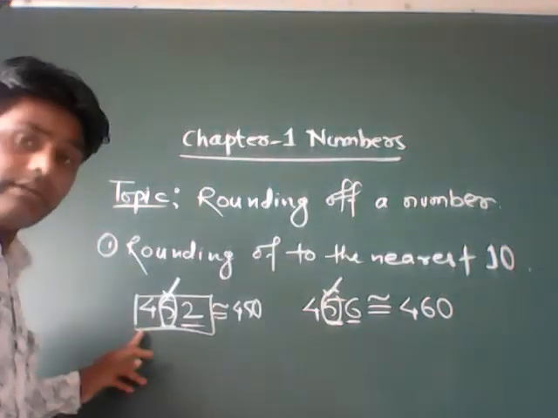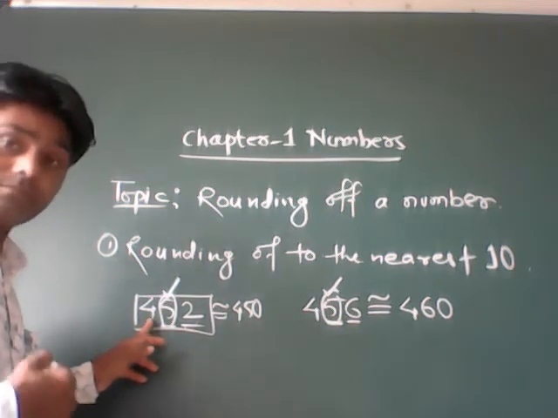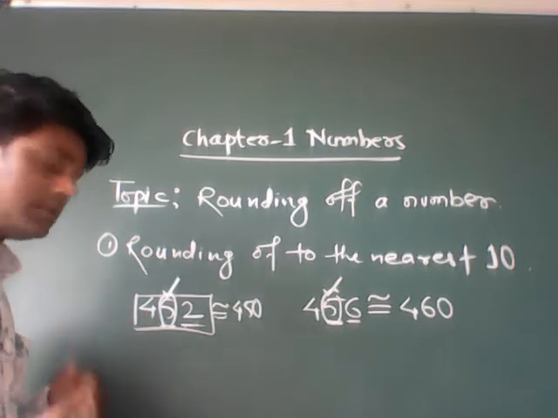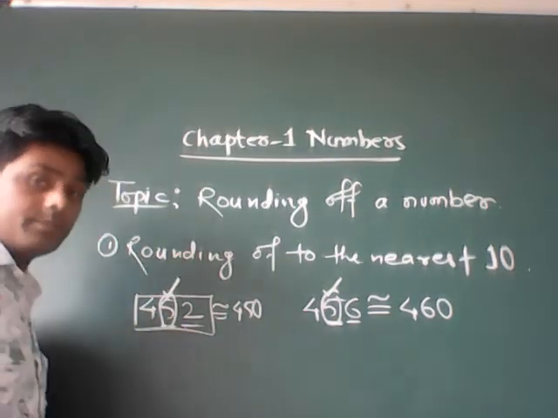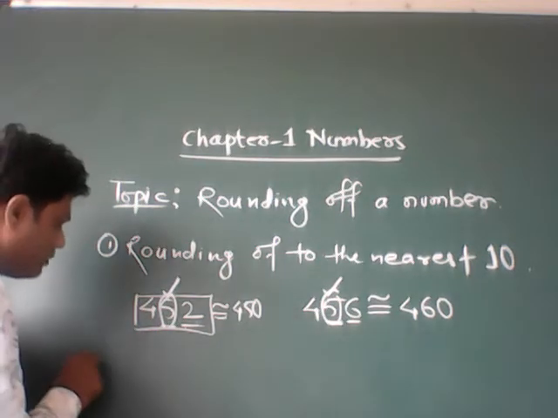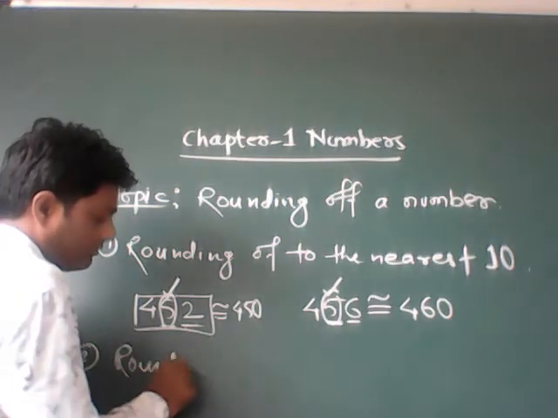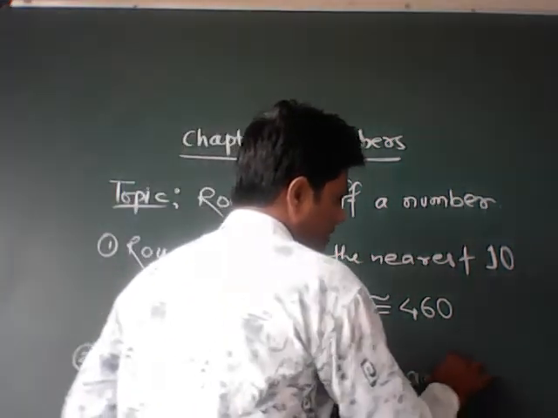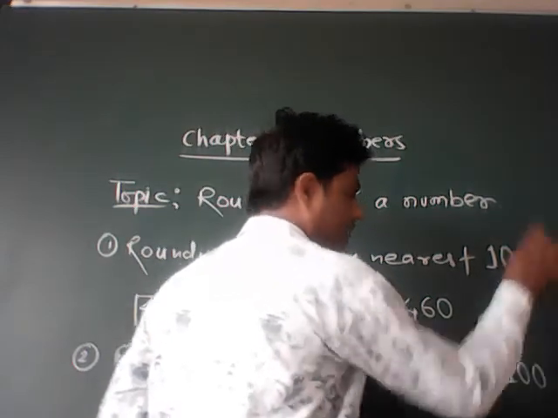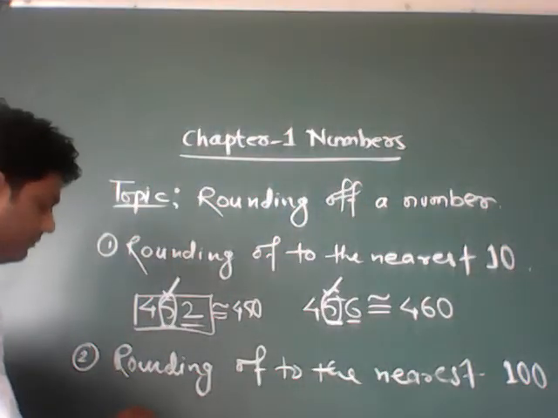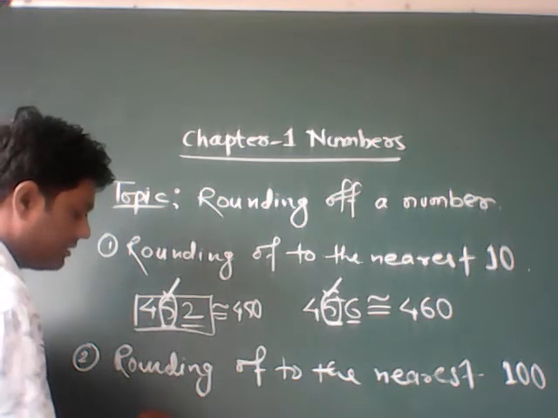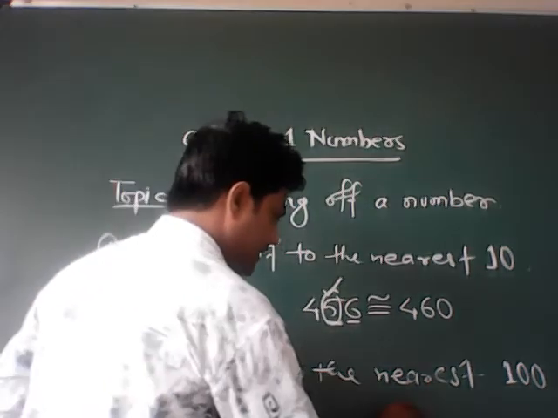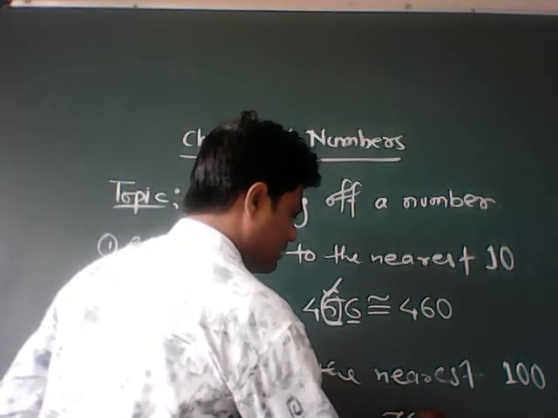Similarly, if it was nearest to 100, then we would have made changes there in the 100 place, and we would have seen the digit after the 100 place. Okay, let me have one more example. Suppose it is rounding off to the nearest 100. Now look at the example. Here is the number 7639, and one more number, 7687.